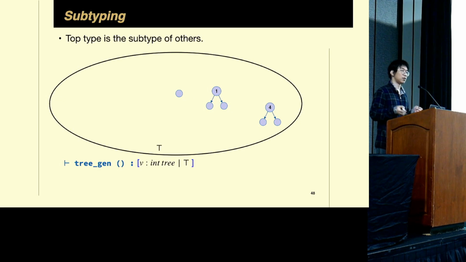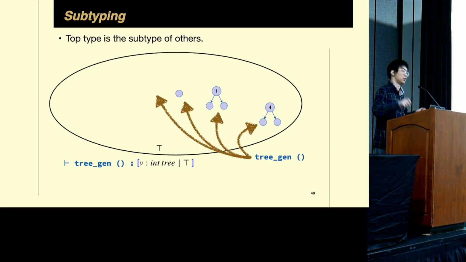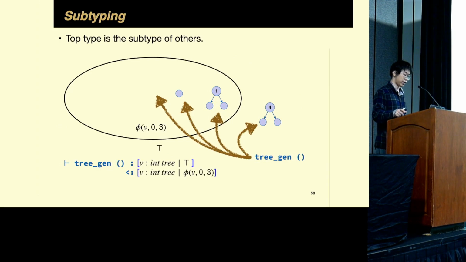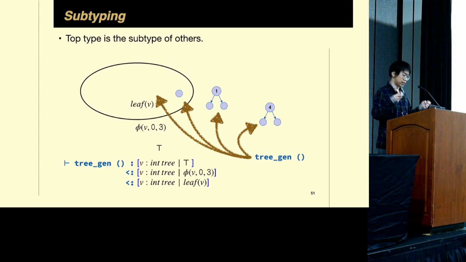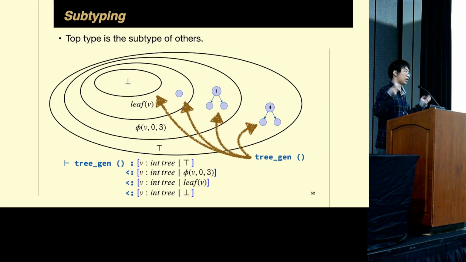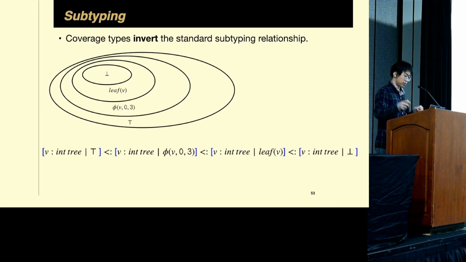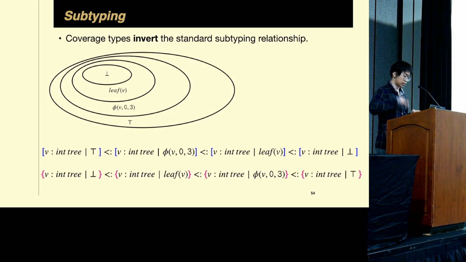So if we consider a test generator, which we call tree-gen, that has type top, it means that the tree-gen can non-deterministically generate all possible integer trees. So of course, the output of the tree-gen can cover all the BSTs. Of course, it can cover a single leaf tree, and of course it can cover the empty set. So we have the following subtyping relation. The top type is a subtype of the others. So here we show the subtyping order. You can see the coverage type inverts the standard subtyping relation. In the safety refinement type system, the order of subtyping is inverted.